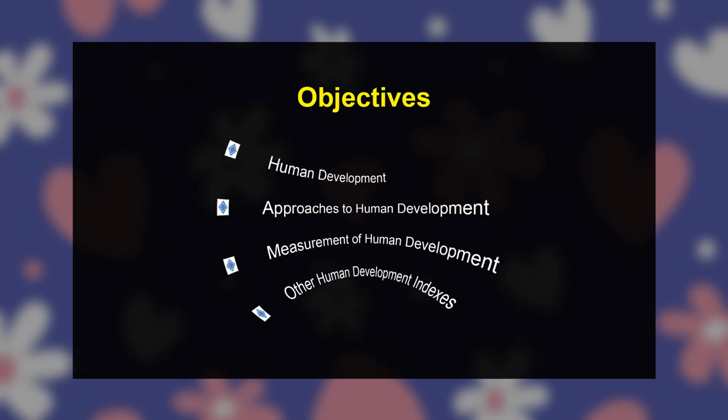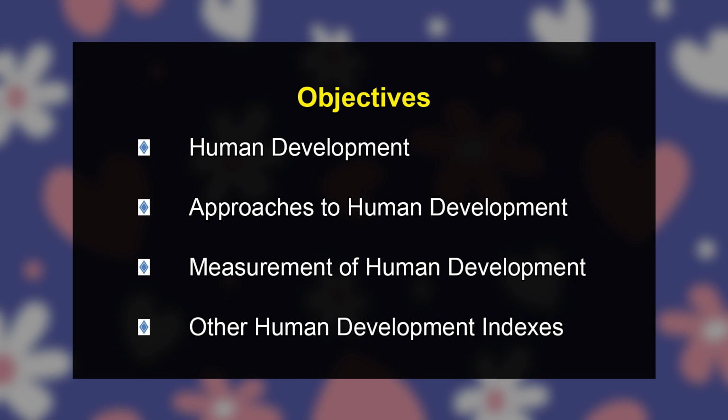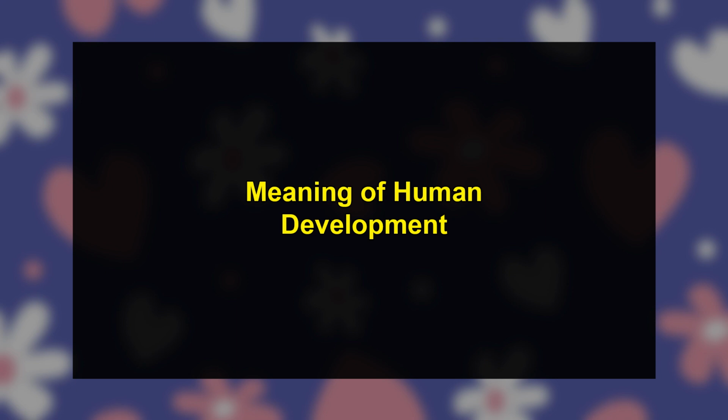Hello dear students, welcome to this lecture on human development and its indicators. The key objectives of this lecture are to define human development, understand the approaches of human development, measurement of human development and other human development indexes. Dear students, now let us begin with the meaning of human development.